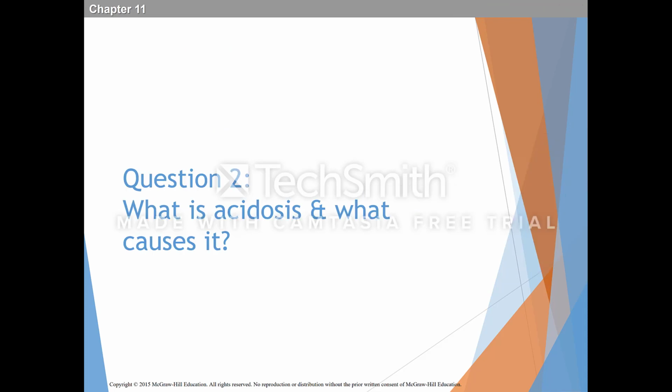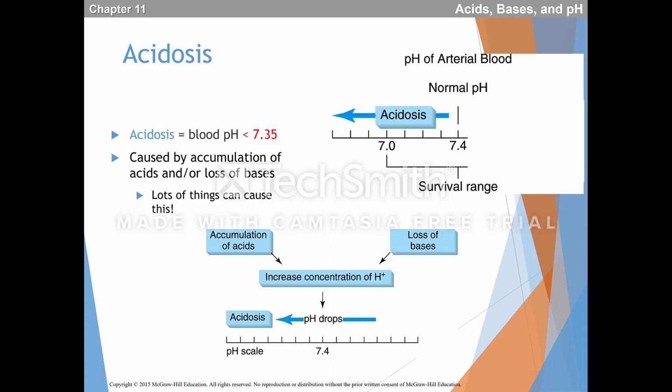That leads us to question 2 for the chapter. What is acidosis and what causes it? Acidosis is what we would say somebody has if their blood pH is less than 7.35, or anything below that normal range that we talked about on the previous slide.